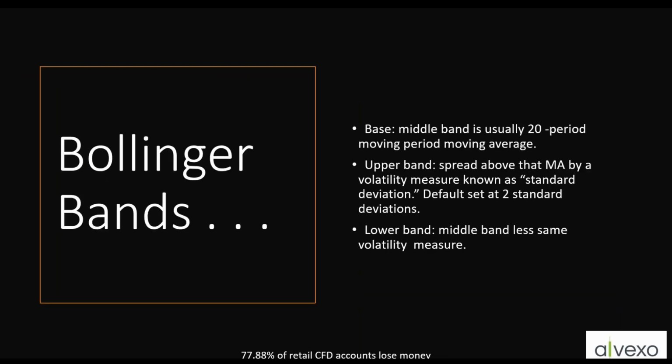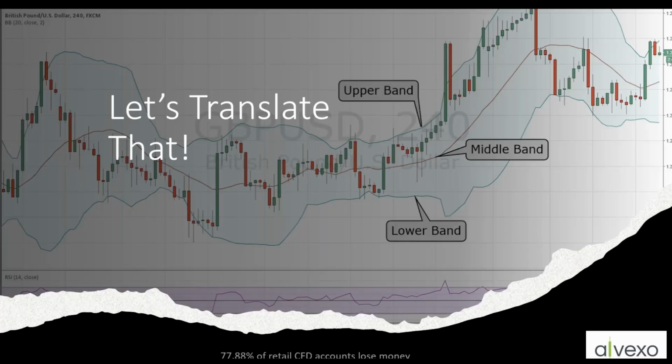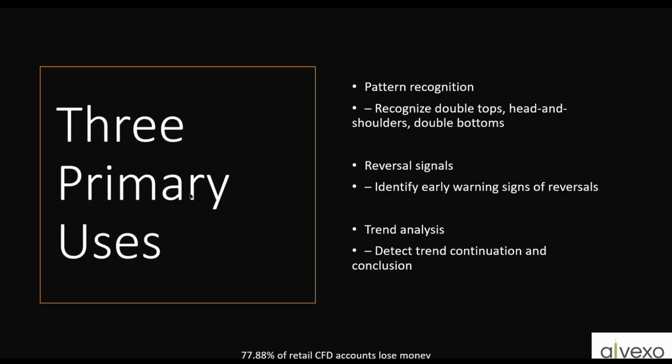So Bollinger Bands is based on a middle band, which is usually a 20-period moving average. The upper band by default is set at 2 standard deviations. The lower band is minus 2 standard deviations. So there we go. Let's translate it: lower band, upper band, middle band. Okay, and now we know how to put it on our charts. We click that little button that says Bollinger Bands, click on it, and it's dropped on our charts.